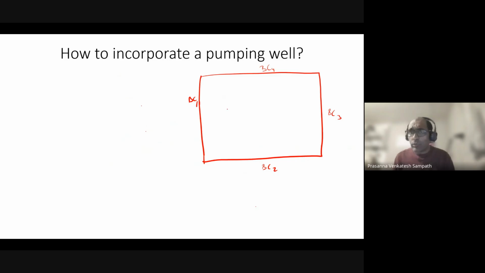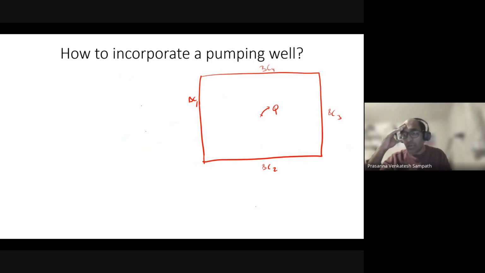And I'm going to place a well right in the middle of this domain, which is pumping at some rate Q. Now let us assume that this particular aquifer is homogeneous, isotropic. So there's no directionality, no change in parameter in space or with direction. So I have this simple setup.